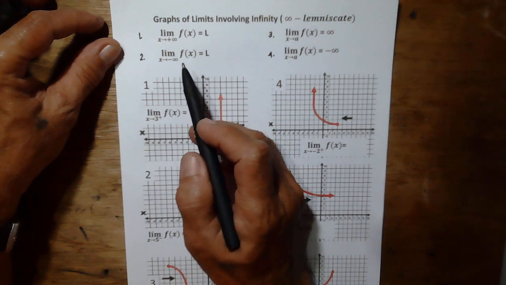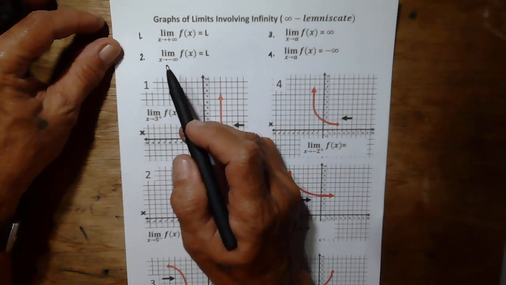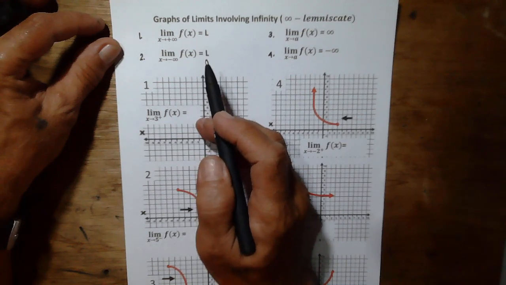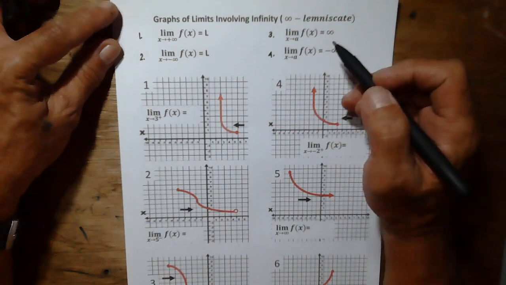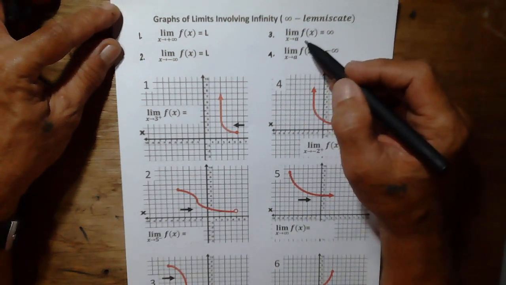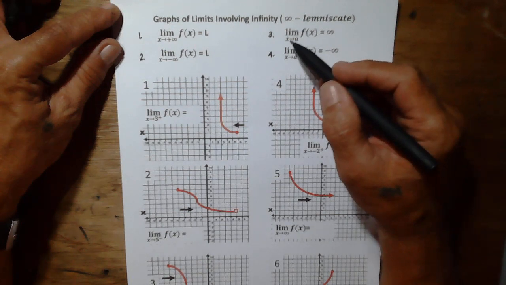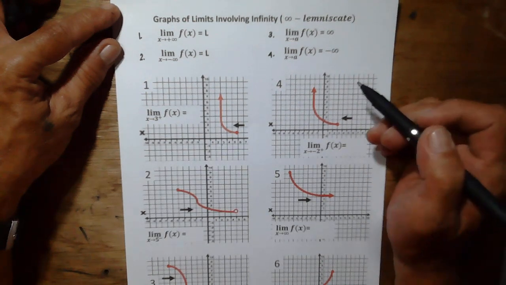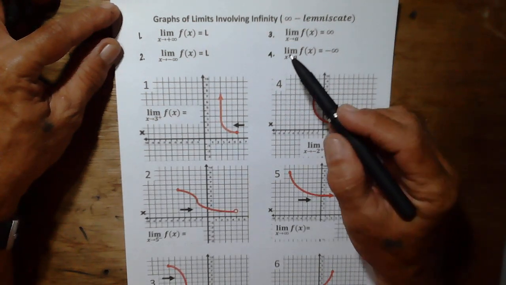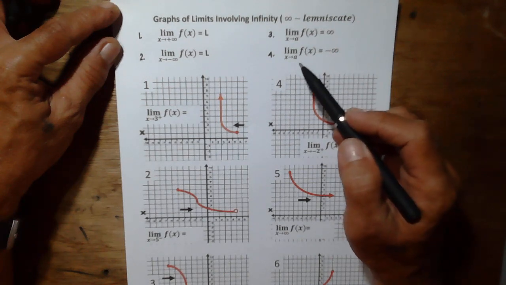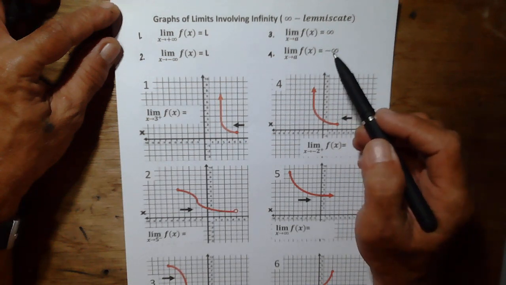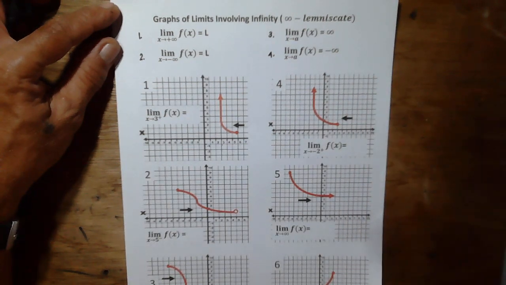2. The limit of a function as x approaches negative infinity is equal to some value L. Number 3. The limit of a function as x approaches some value a is equal to infinity. Number 4. The limit of a function as x approaches some value a is equal to negative infinity.